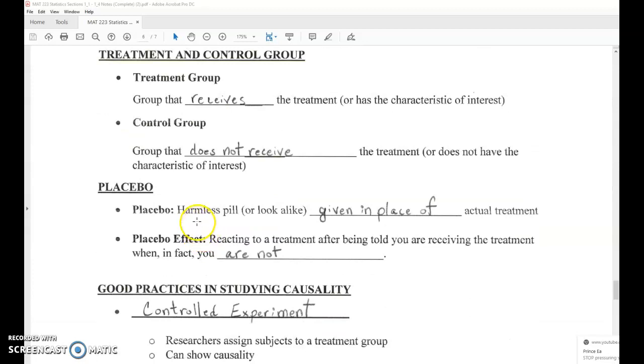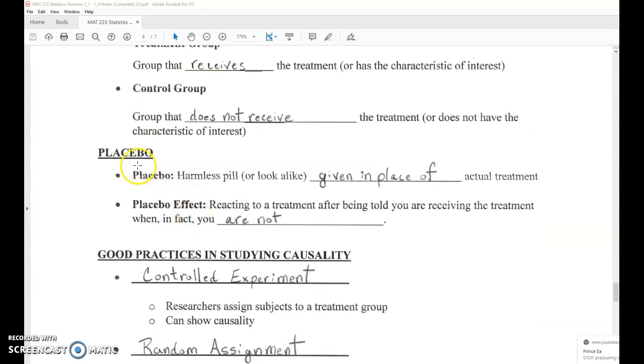Okay. A placebo is like a harmless pill if we're talking about a medical study, or a look-alike, given in place of actual treatment. And the placebo effect is reacting to a treatment after being told you are receiving the treatment when in fact you are not.